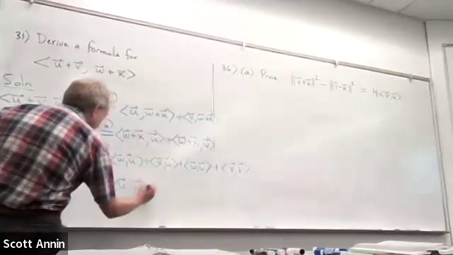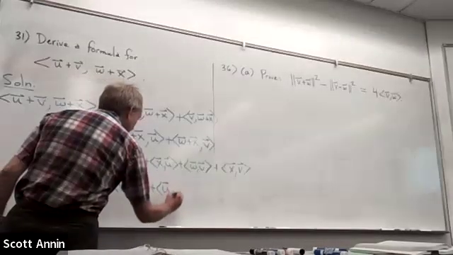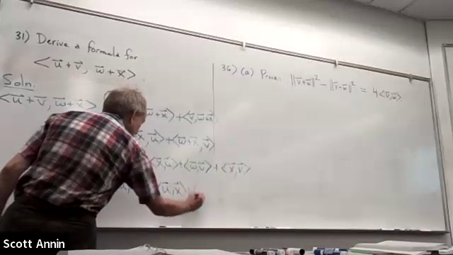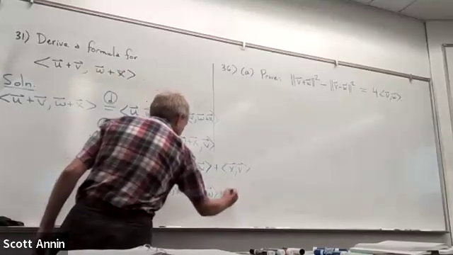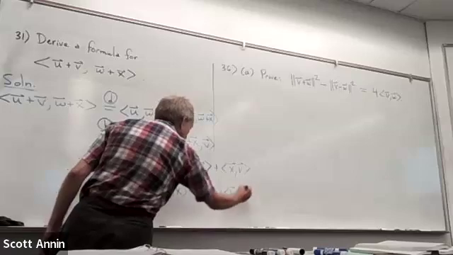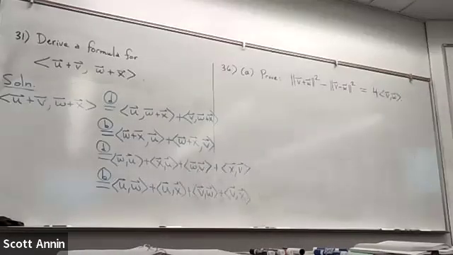So the first one would be the inner product of U with W. The second one would be the inner product of U with X. Third one is the inner product of V with W. And the last one is the inner product of V with X. So I'm just using axioms B and D only to do all of this work.